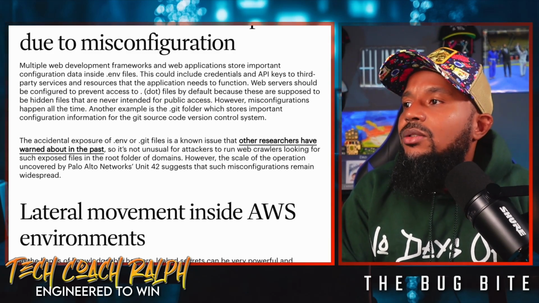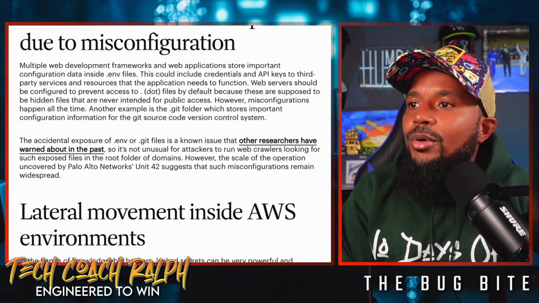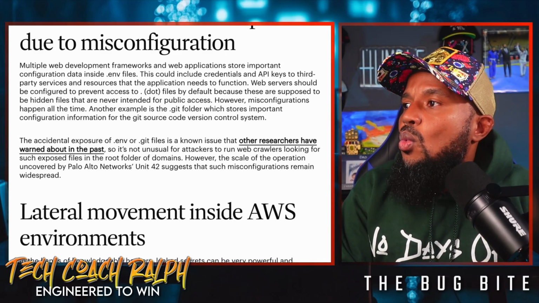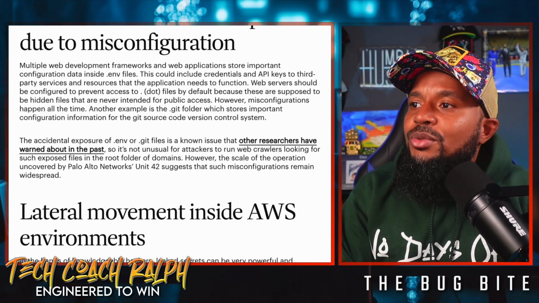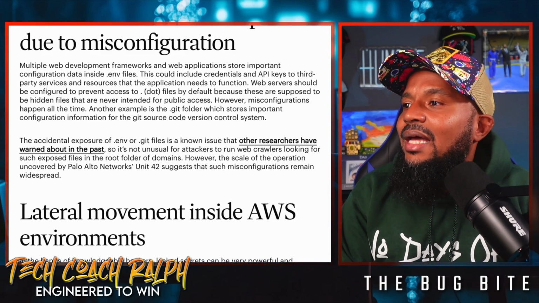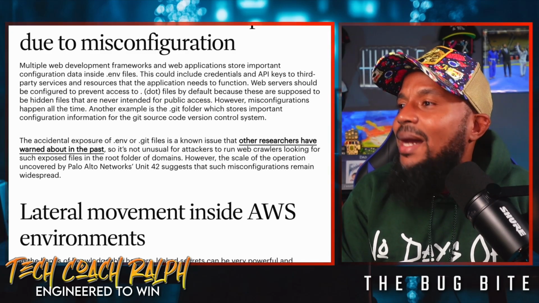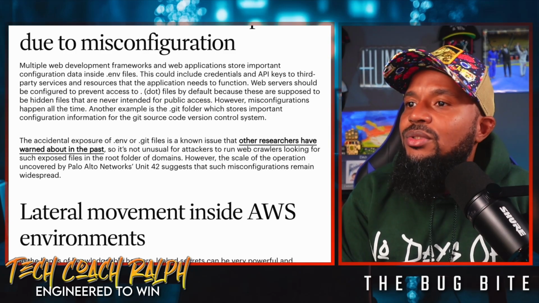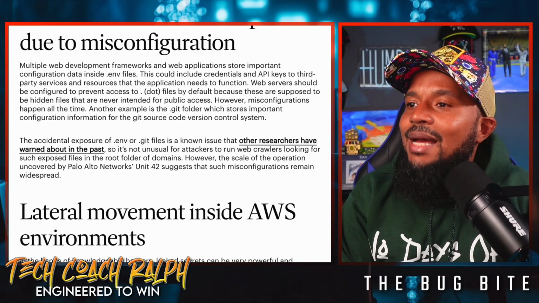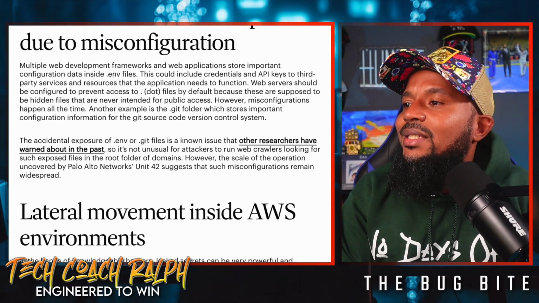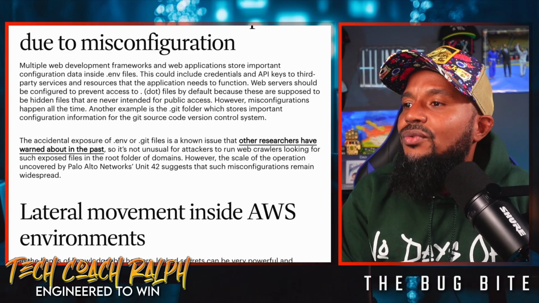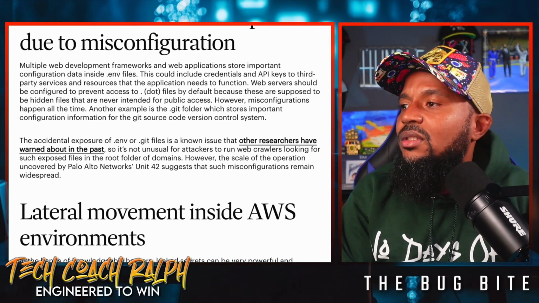So this could include credentials and API keys to third-party services and resources that the application needs to function. Web servers should be configured to prevent access to dot files by default, because these are supposed to be hidden files that are never intended for public access. However, misconfigurations happen all the time. Another example is the .git folder, which stores important configuration information for the Git source code version control system.